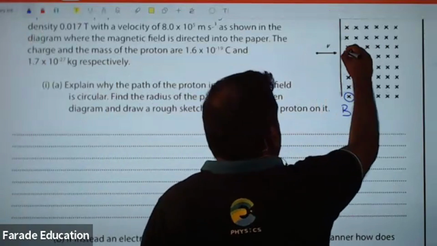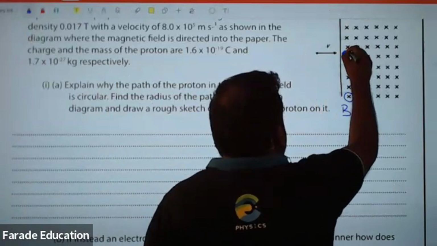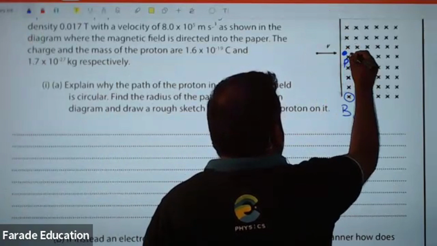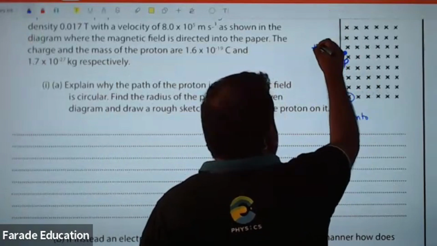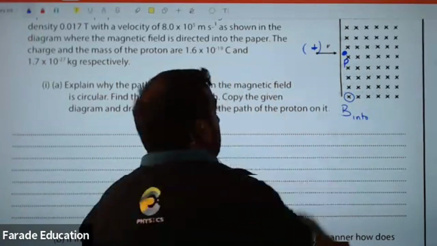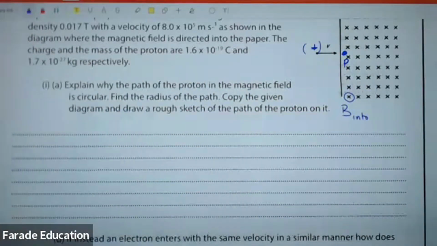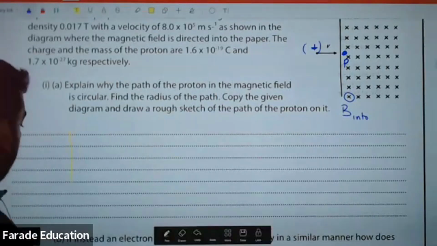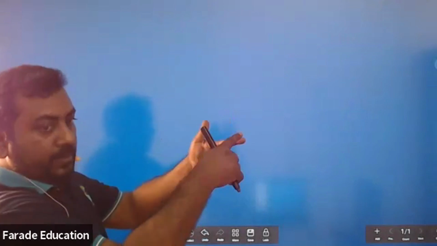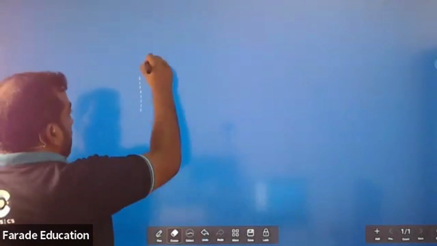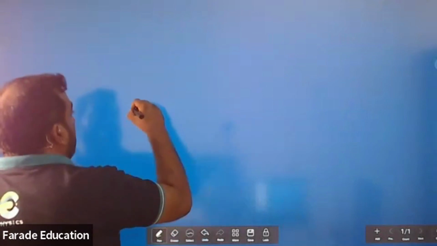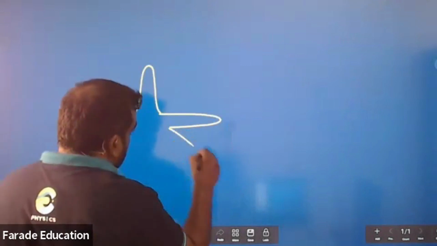Now when this proton enters the magnetic field, remember the proton is positively charged. You can apply Fleming's left-hand rule. What do you mean by Fleming's left-hand rule? Look at the board. Fleming's left-hand rule means you take the left hand: the thumb, first finger and second finger.